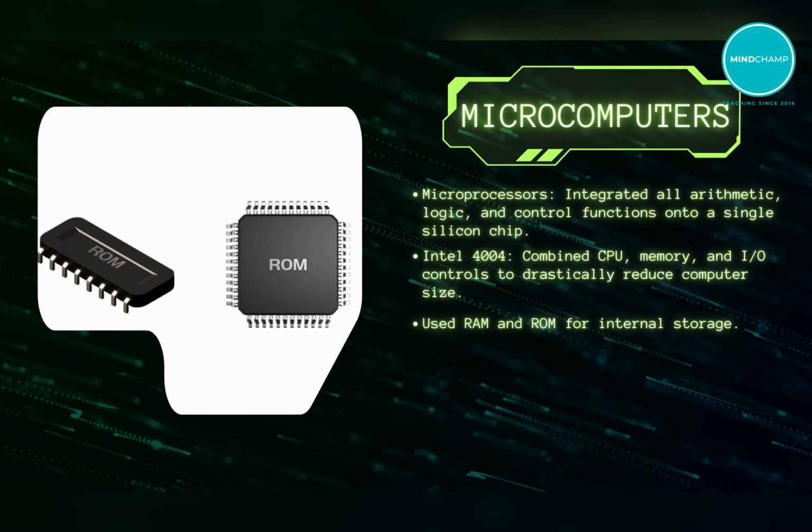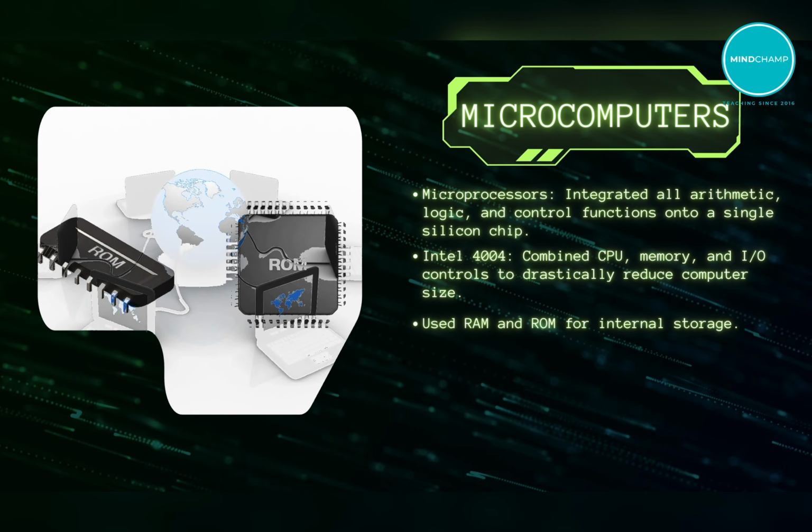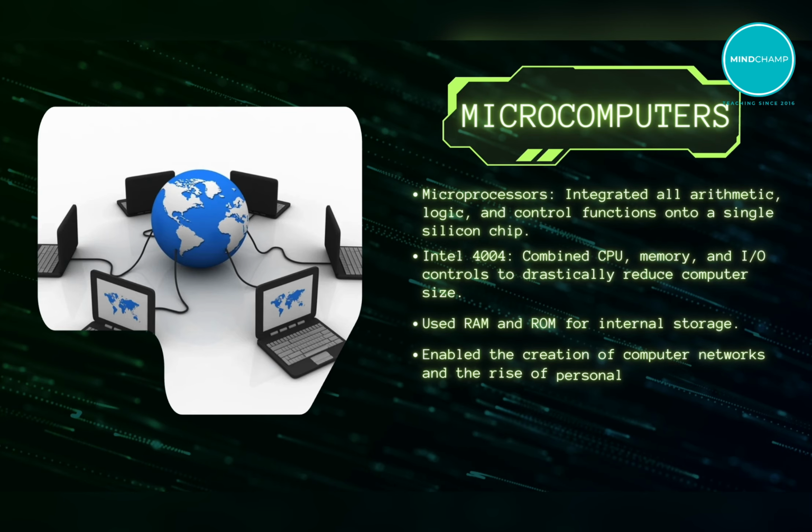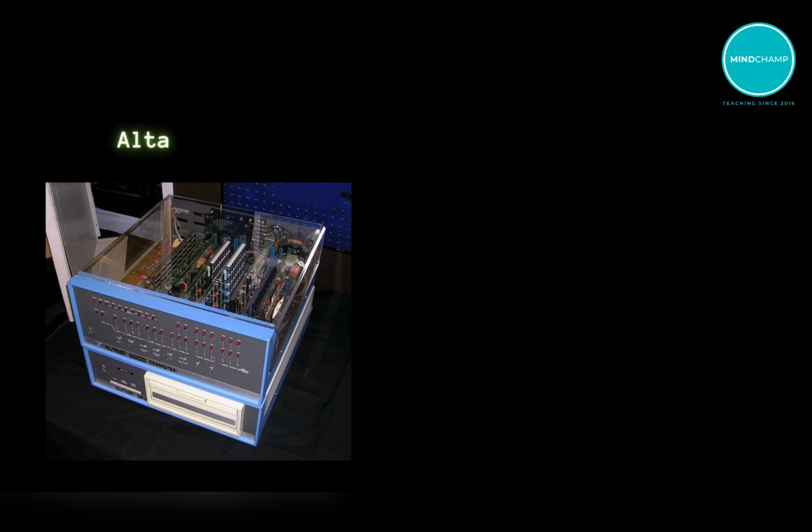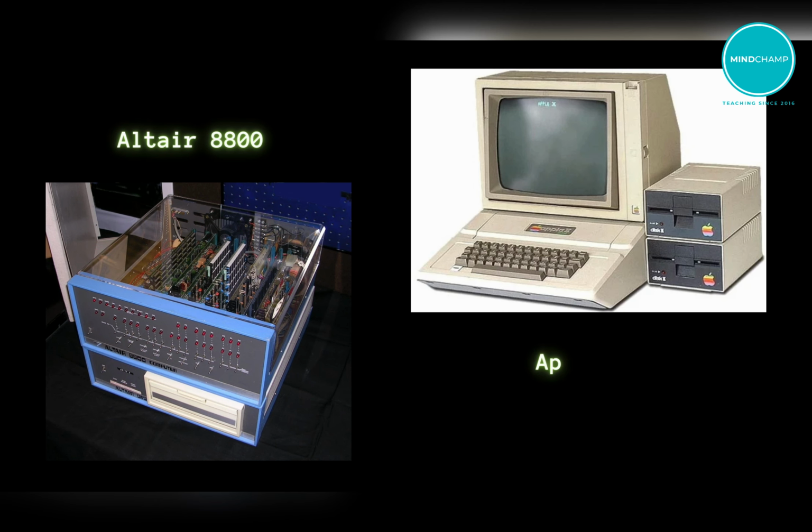They started using RAM and ROM for internal storage. It enabled the creation of computer networks and the rise of personal computers. Examples of early 4th generation computers are the Altair 8800 and Apple II.